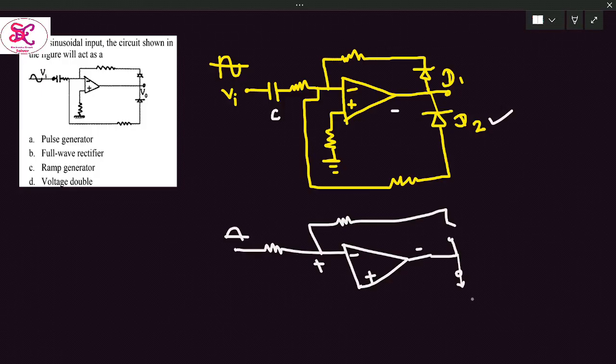At the same time, diode D2 will be short circuited, connected through this resistor to the input side, as I am considering the non-inverting terminal to be ground. So this is simply an inverting amplifier. So during the half cycle, we are getting the amplified version. The output is out of phase and D2 will be in the on state.